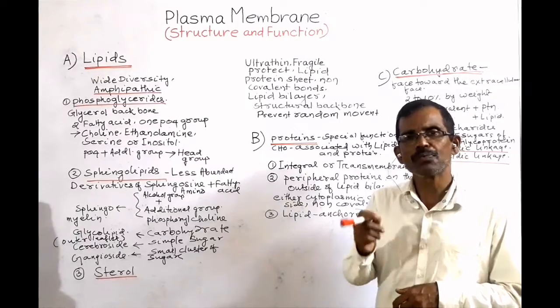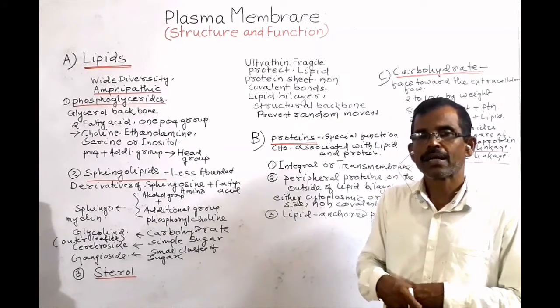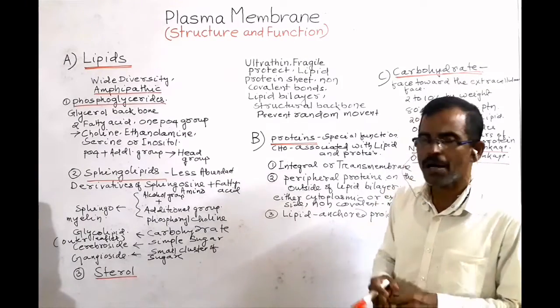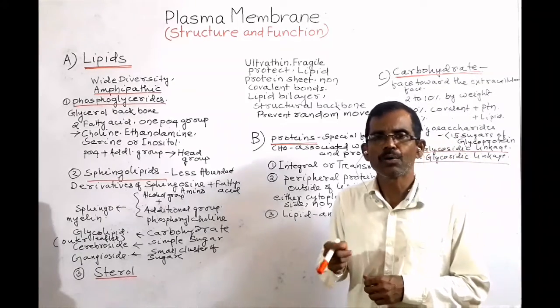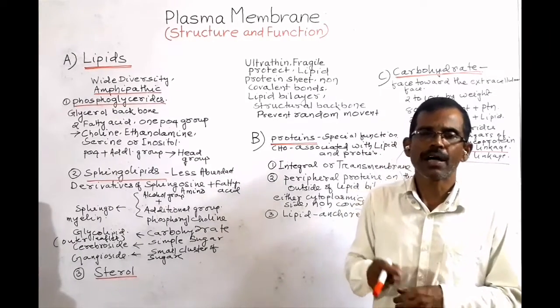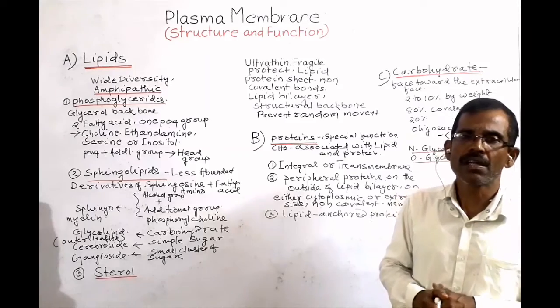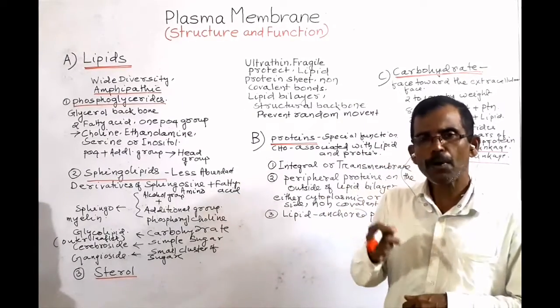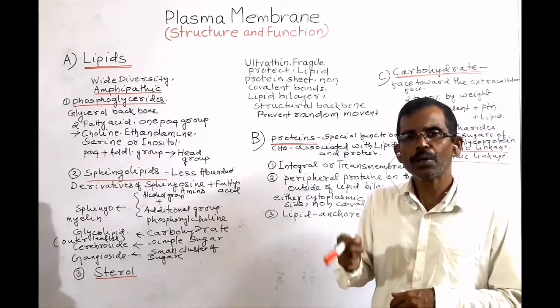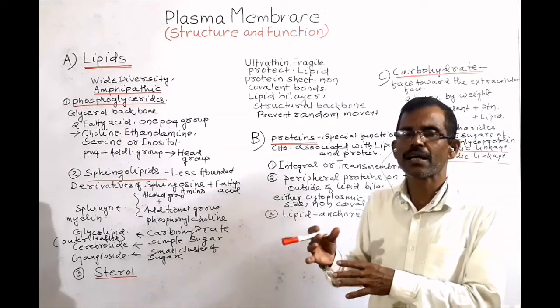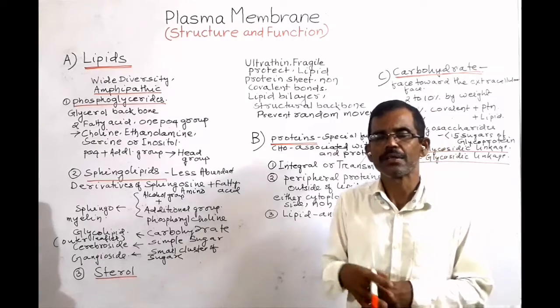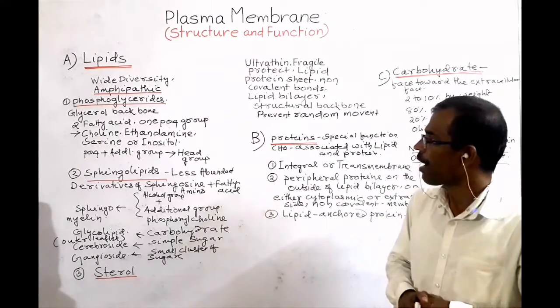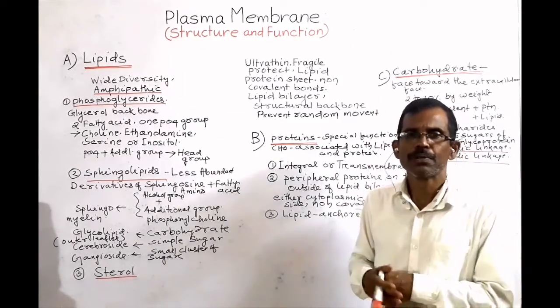So, various phosphoglycerides that are present in the plasma membrane are phosphatidylcholine, phosphatidylethanolamine, phosphatidylserine and phosphatidylinositol. The phosphate group along with the additional groups that are associated with it form a highly polar head group.